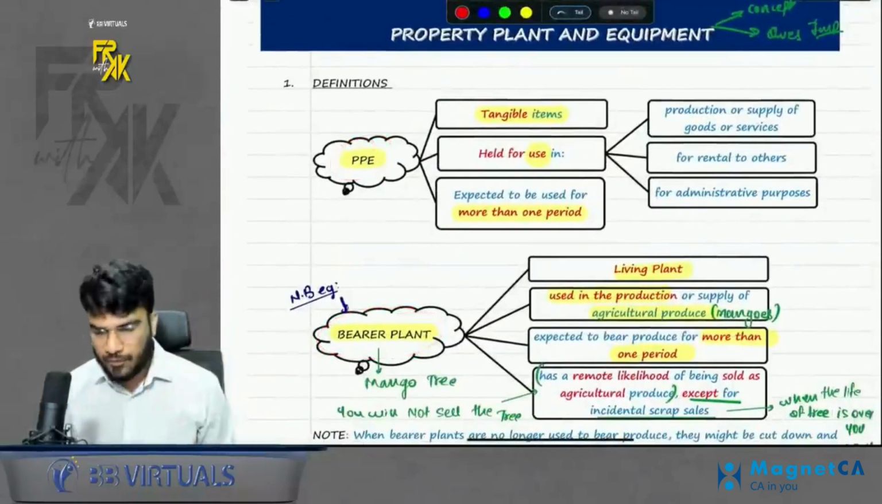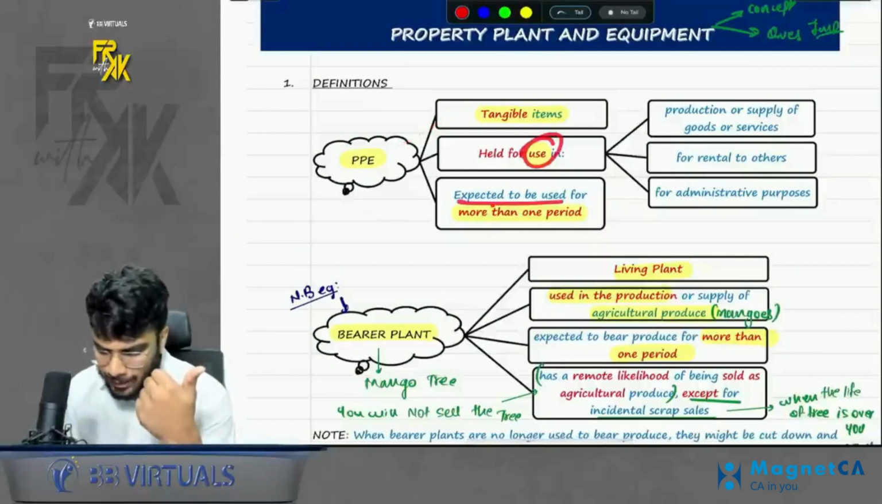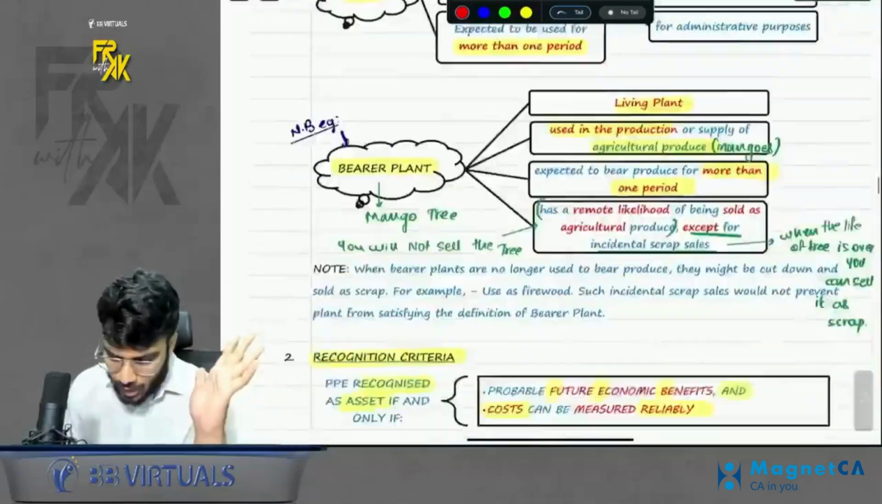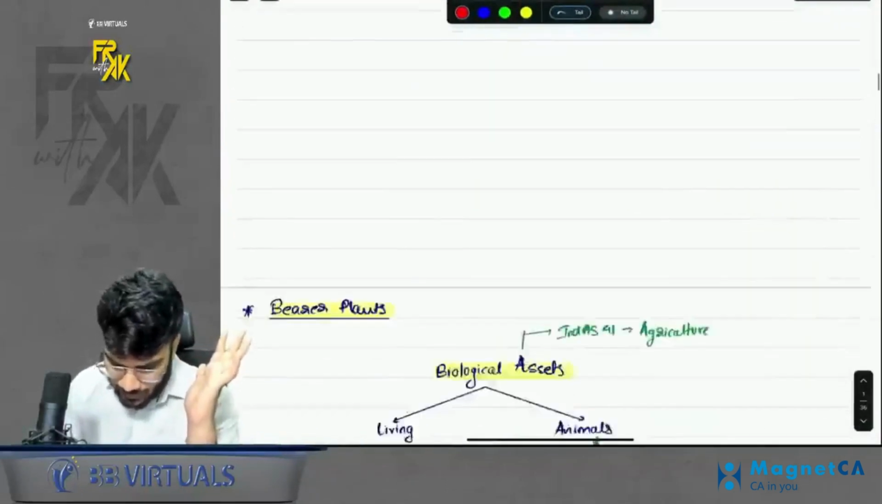Now, what is the definition of PPE? It says only three things. These are tangible items held for use and expected to be used for more than one period. Simple. What about bearer plants? Now, what is the meaning of bearer plants? Do you remember we discussed one example relating to this?